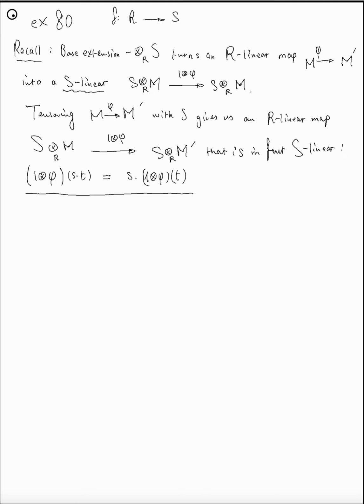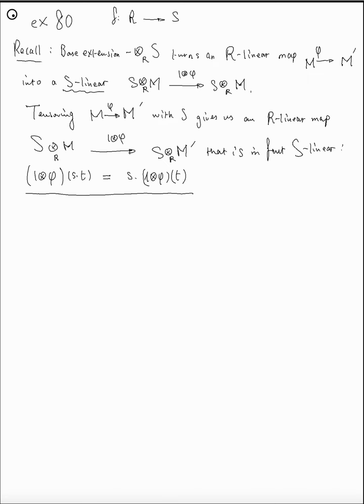Let's still work with tensor product. Let's work with tensor product of R linear maps and combine with extension. So our notation is as before. R is a ring. We have a ring homomorphism from R to S. Make S in particular our module. And so we have base extension, extending scalars from R to S.